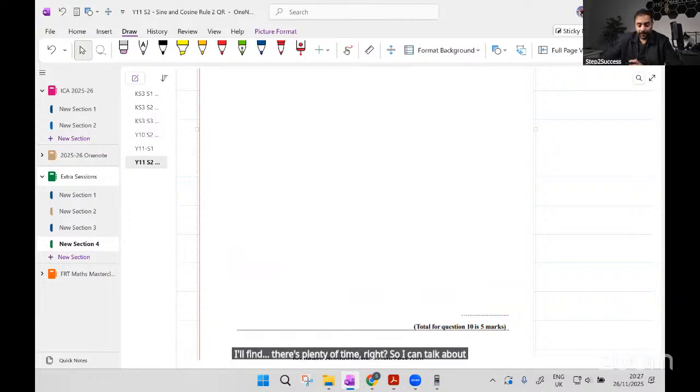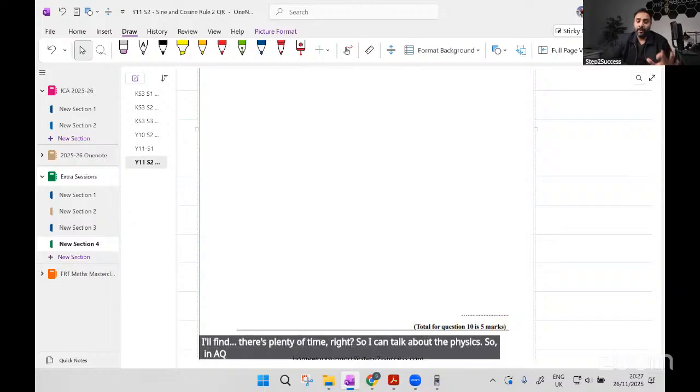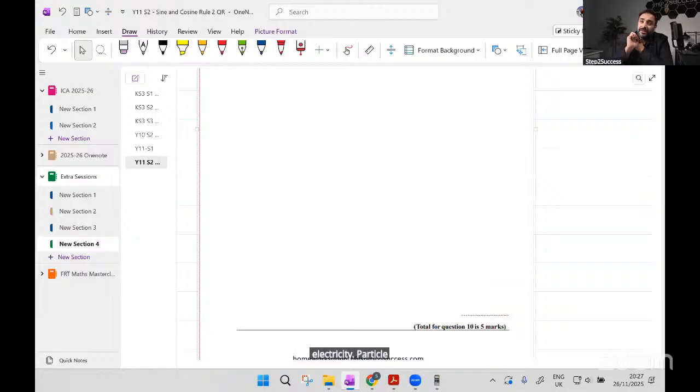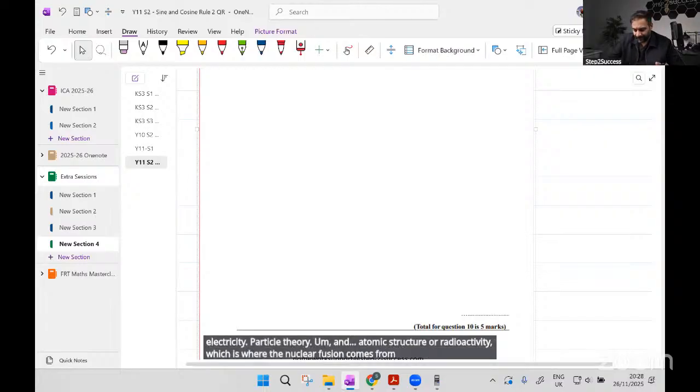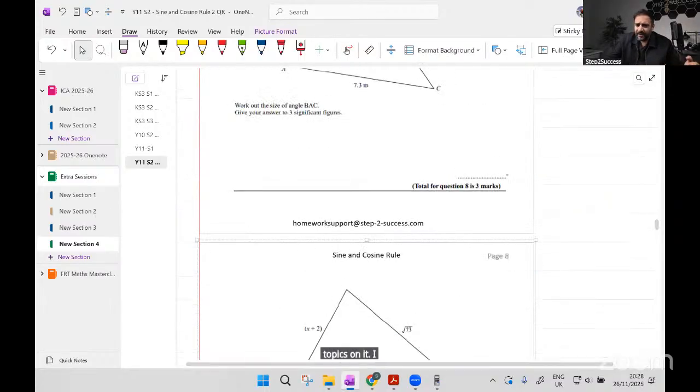So in AQA Triple Science, just so you know again, make sure you know the topics in physics paper one, which are, off the top of my head, energy, electricity, particle theory, and atomic structure or radioactivity, which is where nuclear fusion and fission come from. But they are the four topics on it. I don't know why I know these things. Number 10.